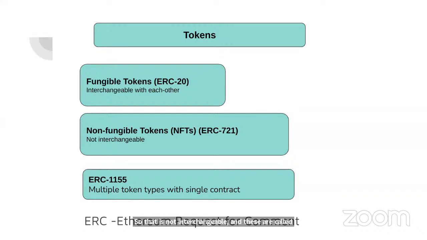And there is a third standard called ERC 1155, where we can maintain multiple token types with one contract. When we go for implementation, especially on EVM compatible blockchains, we see that we need to write different smart contracts for different tokens. But if we have an application where we need both fungible and non-fungible tokens, then we can manage both token types with a single deployed smart contract.